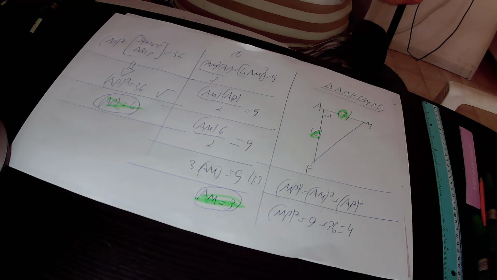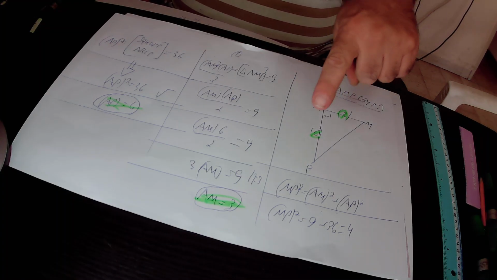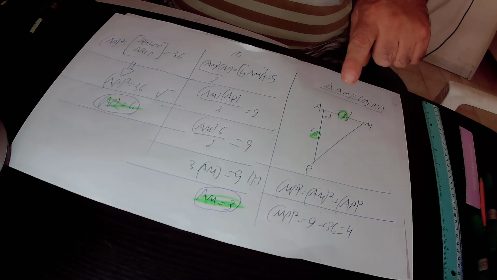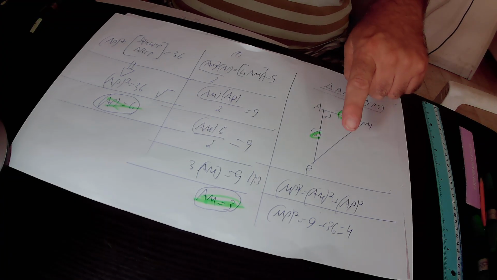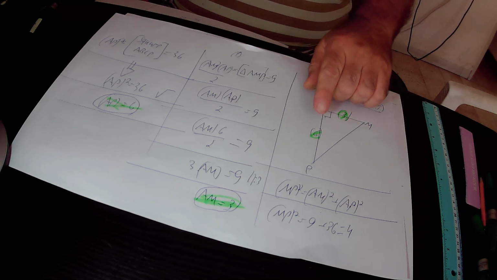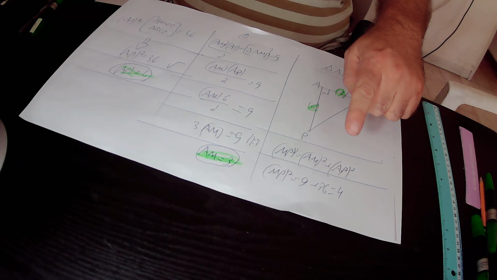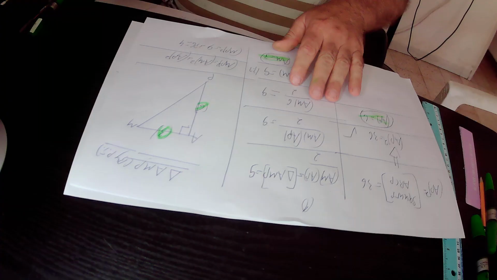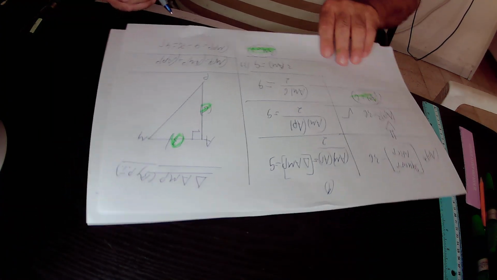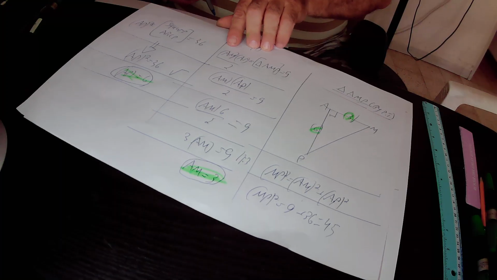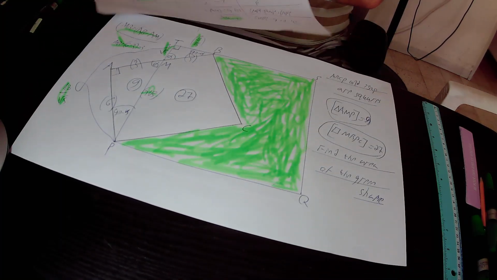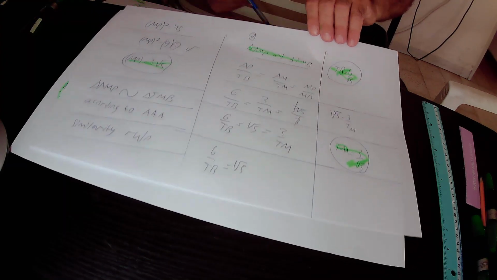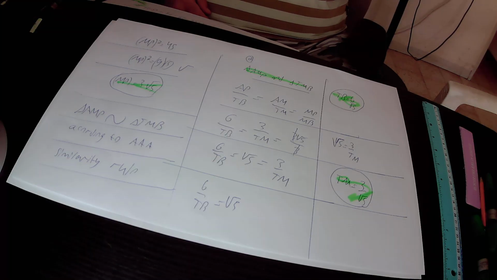MP is the missing side. So we have MP squared equals AM squared. AM is 3, therefore AM squared is 3 squared, that is 9, plus AP squared. AP is 6, therefore AP squared is 6 squared, that is 36. So in total, MP squared equals 9 plus 36, that is 45. MP squared equals 45.